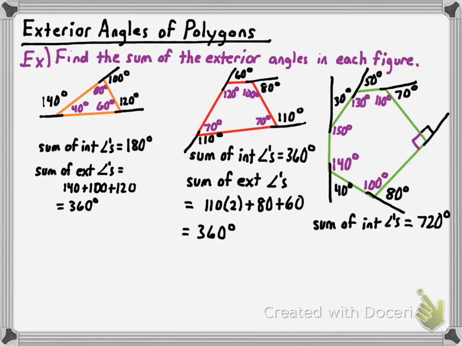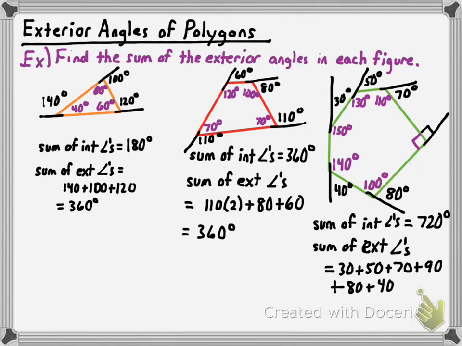Now the sum of the exterior angles, well, let's just add all those together. Let's see, 30 and 50 is 80, plus 70 is 150, plus 90 is 240, plus 80 is 320, plus another 40 is 360 degrees. Hey, how about that? Every time, no matter how many sides we made for our polygon, the sum of the exterior angles was 360 degrees.